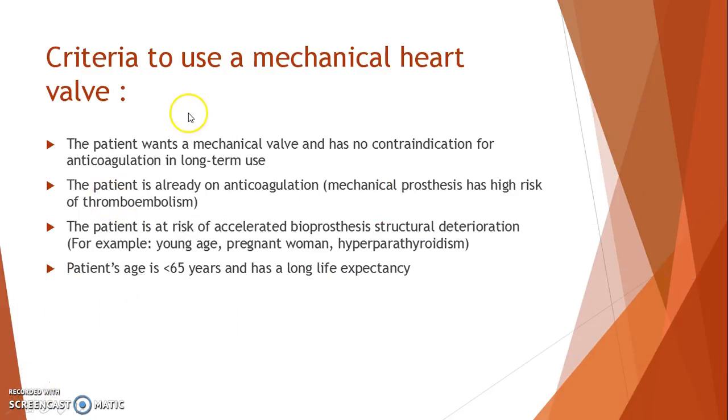Next are the criteria to use a mechanical heart valve. The first one is that the patient wants a mechanical valve and has no contraindication for anticoagulation in long-term use. If the patient is already on anticoagulation, a mechanical prosthesis has a high risk for thromboembolism. The next criterion is that the patient is at risk of accelerated bioprosthetic structural degeneration, for example, young age, pregnant women, and hyperparathyroidism. And the last one is that the patient's age is less than 65 years old.